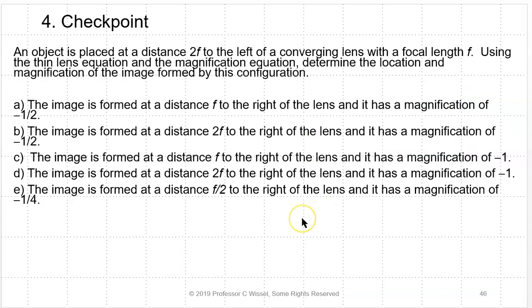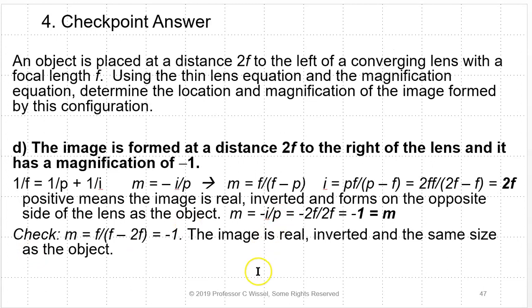An object is placed at a distance 2f to the left of a converging lens with a focal length f. Using the thin lens equation and the magnification equation, determine the location and magnification of the image formed by this configuration. Okay, the image will be formed at a distance 2f to the right of the lens, and it has a magnification of -1. Use your thin lens equation, 1 over f equals 1 over p plus 1 over i, and m equals minus i over p.